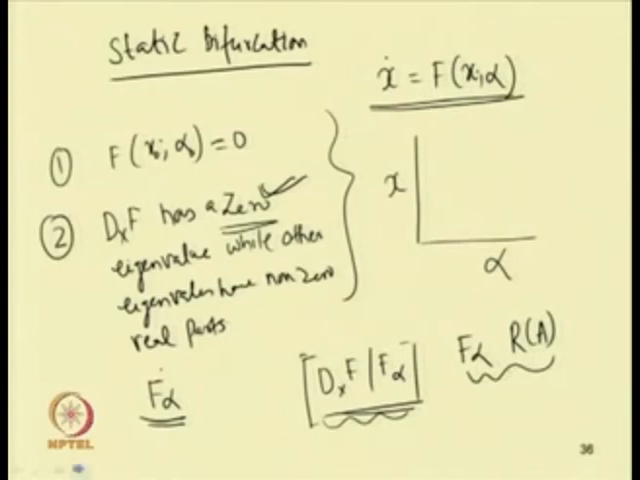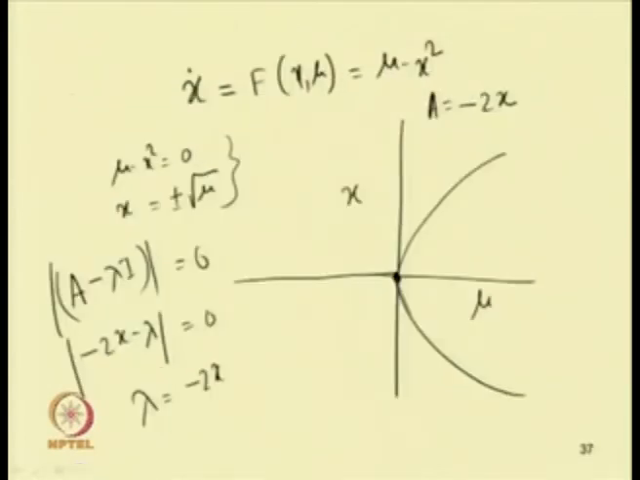So, for example, let us take x dot equal to f of x, mu equal to mu minus x square. Here the equilibrium points will be obtained by putting x dot equal to 0, that means mu minus x square equal to 0. So, x becomes plus minus root mu. At mu equal to 0, we have x equal to 0.